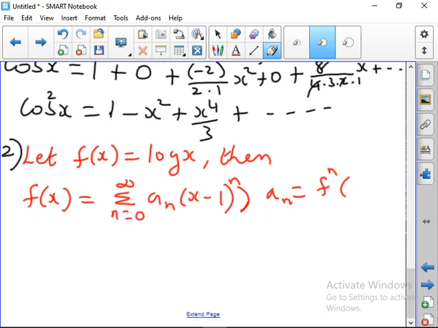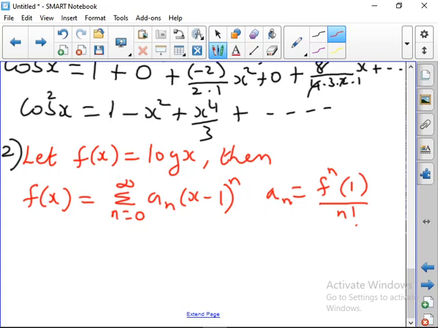x minus 1 the whole power n, where a n is f raised to n of 1 by n factorial. Okay, you must write very carefully. So, this is the Taylor's series. The function is log x about x is equal to 1. Okay.